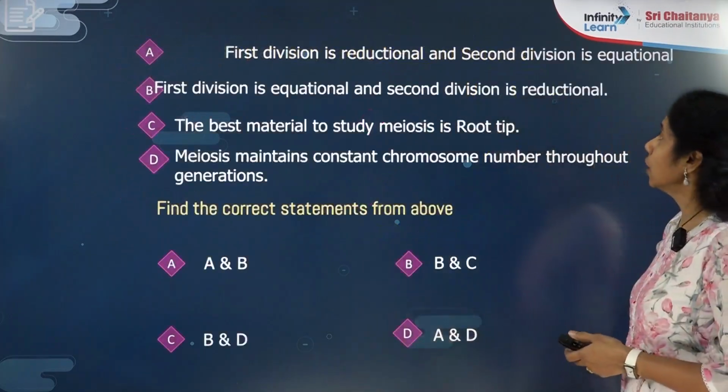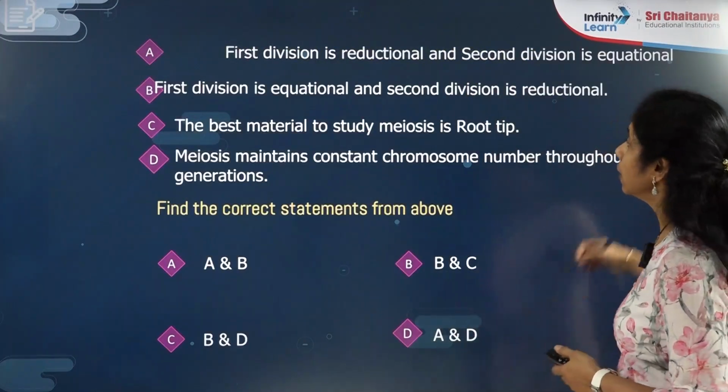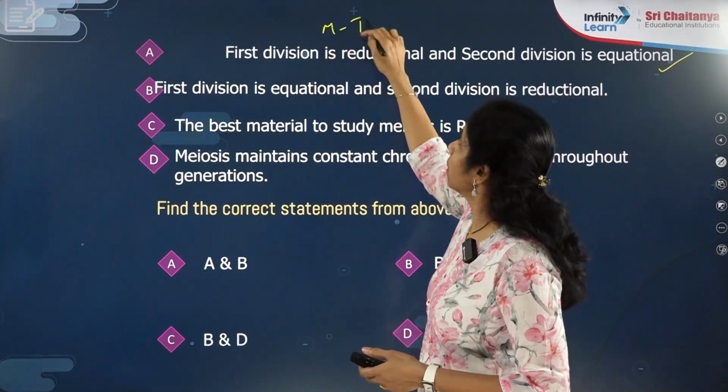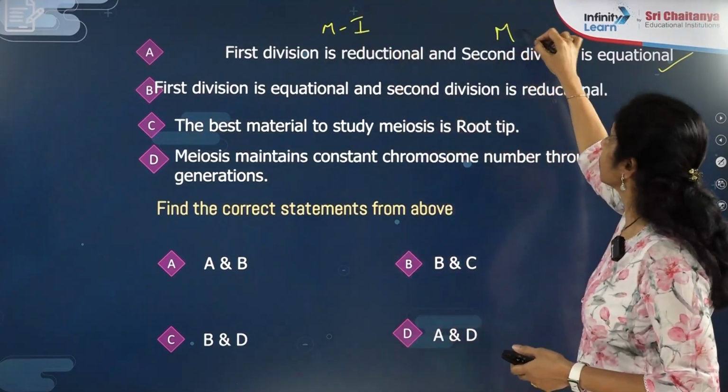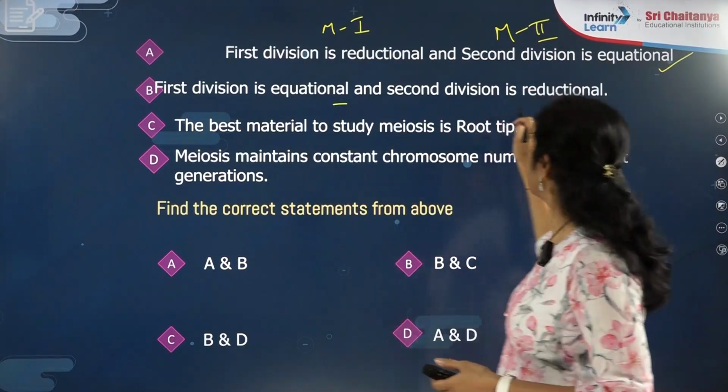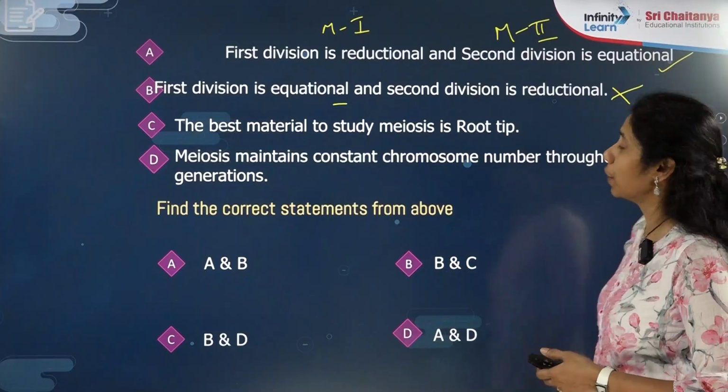First division is reductional and second division is equational. This is true for meiosis: meiosis I is reductional and meiosis II is equational. The statement that the first division is equational and the second division is reductional is wrong for meiosis.